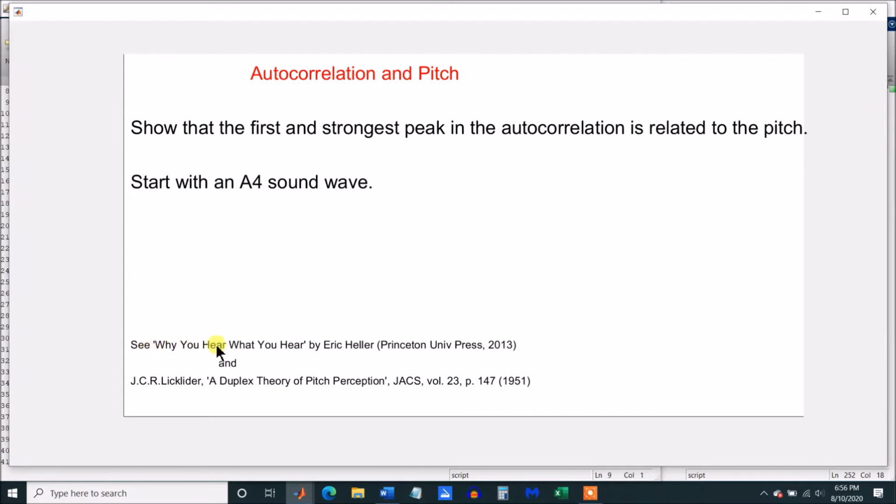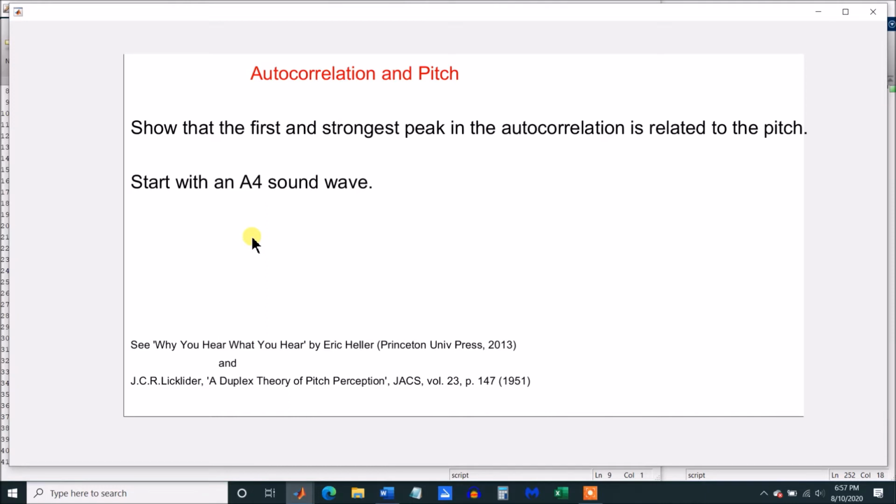There's a text that came out in 2013 which uses autocorrelation exclusively to determine pitch. And then most of the acousticians who do use the autocorrelation to determine pitch refer to this article back in 1951 by Licklider.